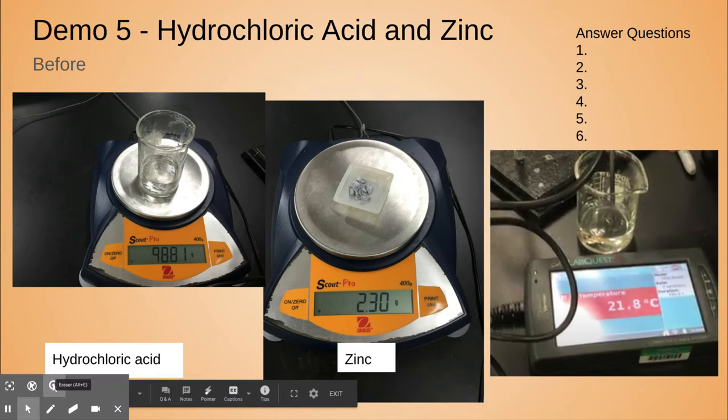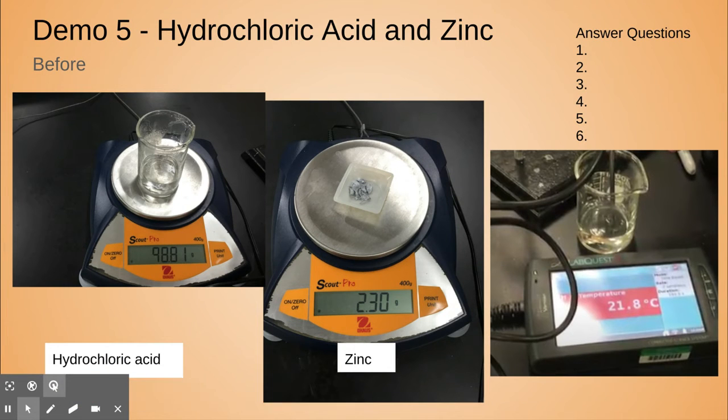So for demo number 5, we expect you to really be able to do a lot of this on your own, because so much of it are pieces you've seen before. So from looking at these images, you should be able to answer questions 1 through 6. I will help you out a little bit. So this hydrochloric acid, really what this is, is hydrogen chloride solution.